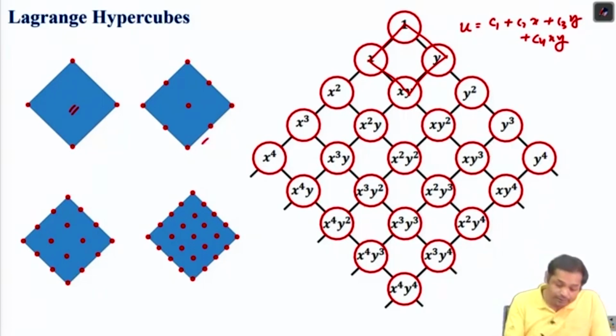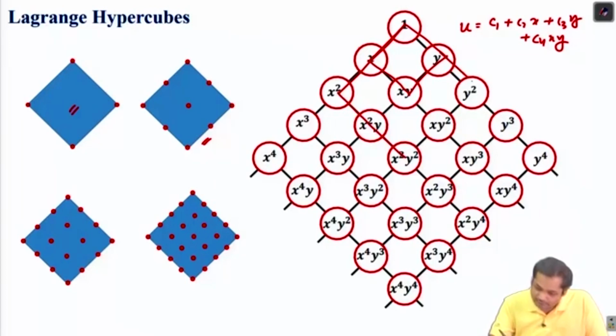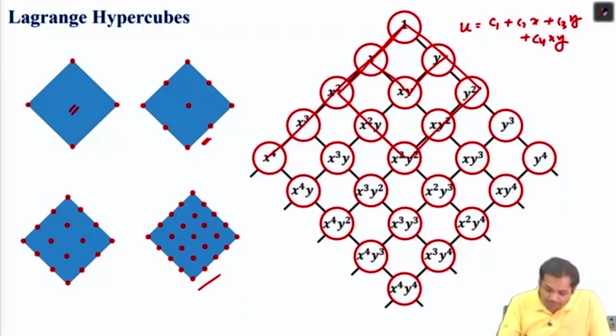Now, if this is the element for which we have to construct the shape function, then these are the terms. And similarly, for this element, where we have 1, 2, 3, 4, 5 nodes on every side, the entire set of terms we have to take.